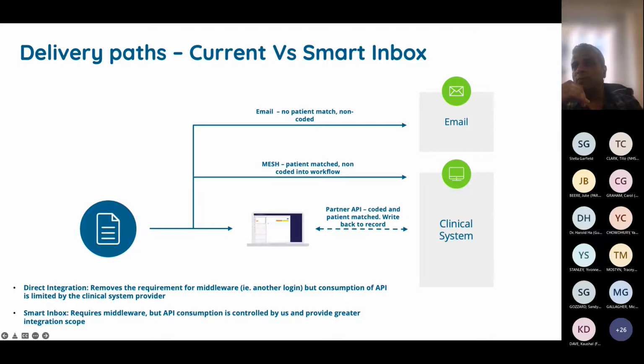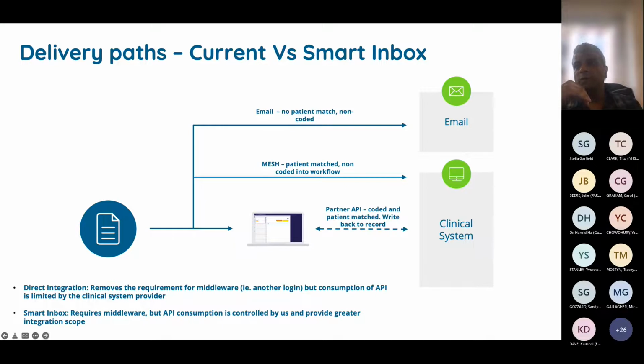A number of practices have got direct integration with Mesh, and that's for both EMIS and System 1. That's where we push the consultation directly into workflow. It's patient matched, but it's non-coded. Now, that has its strengths because that means that you're not dealing with another interface. The weakness is how that consultation is consumed is completely at the behest of the clinical system providers, because all we're doing is processing it, depositing it in the clinical system. How it's presented in the clinical system, we have no control over. It is completely down to EMIS or TPP.